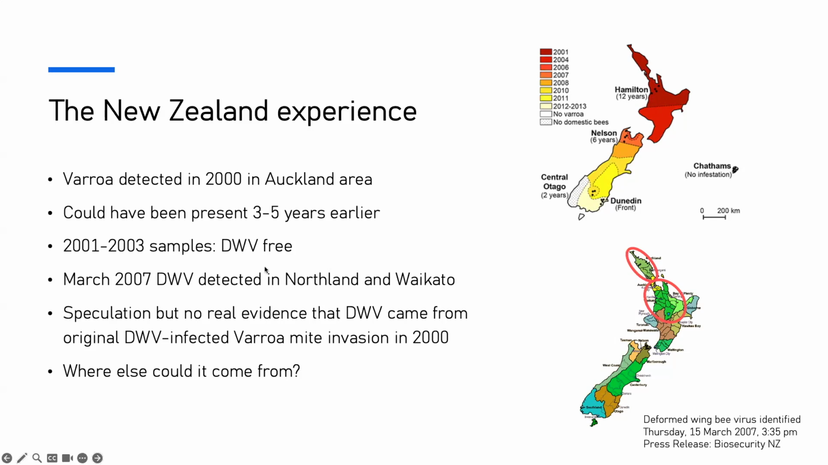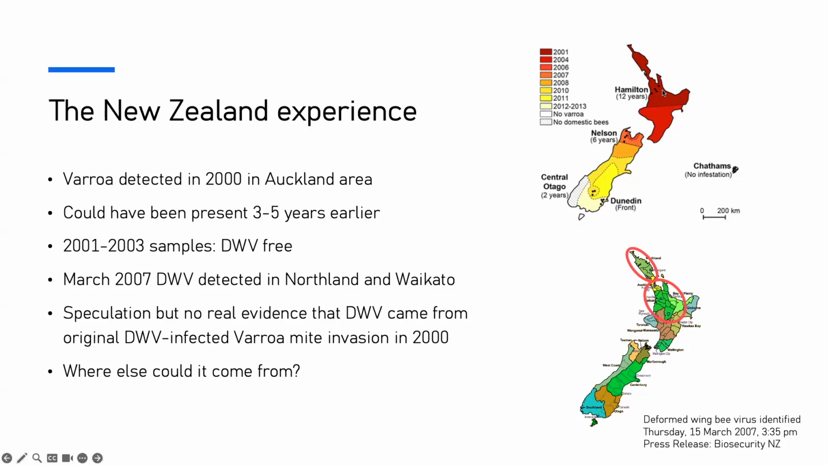Now let's look at deformed wing virus. Samples were taken in 2001 and 2003, obviously in the northern part of the North Island. All of those samples tested were found to be free from deformed wing virus. They didn't have deformed wing virus, but they had Varroa. They thought, well, we have dodged a bullet here, until 2007.